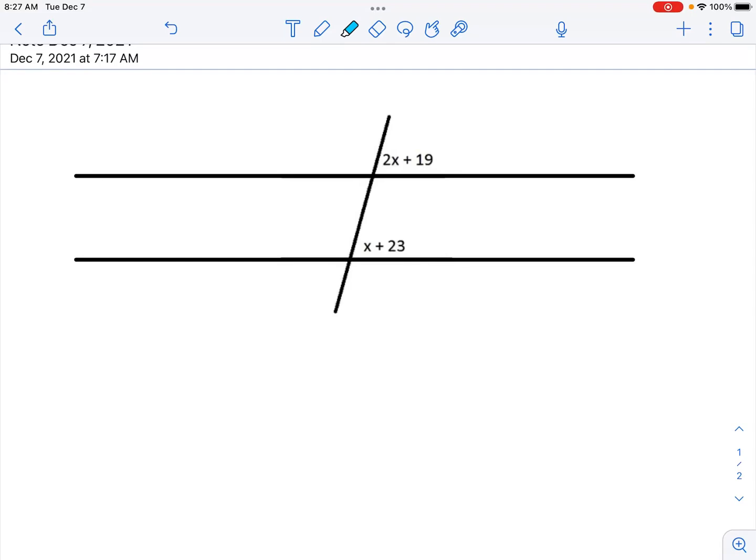All right, hello and welcome to station 7. In this station, we're going to be working with various angle measurements, and we're going to use our equation solving skills to try to figure out how many degrees these angles actually represent.